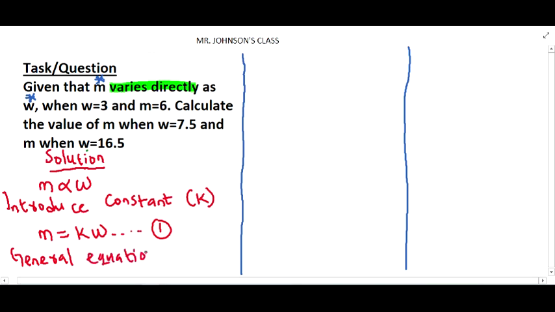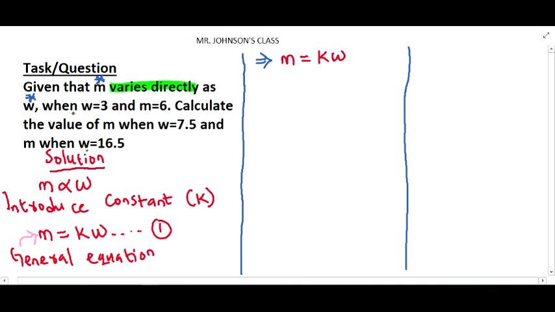So this one is my general equation. I will always work with it. Let me continue from this part of the board. My general equation says that M equal to KW. So we've explained the part that says given that M varies directly as W.